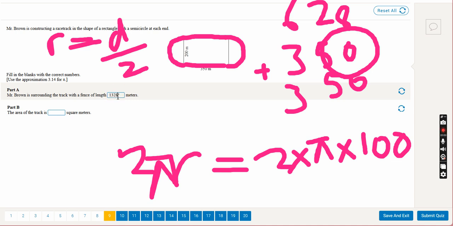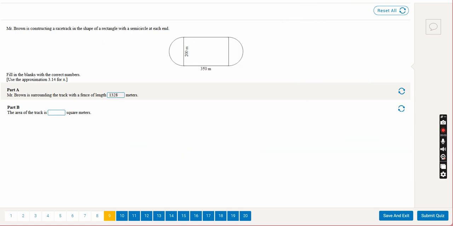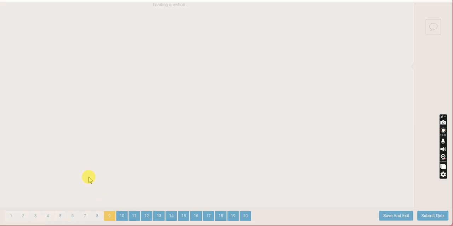Again, keep in mind what the units are. The next one, the area of the track in square meters. So what is the area of the track? Again, this is just the previous one that we did. In the previous, we found the area of the circle and we found the area of the rectangle. Just then we added it together. What was our answer? 101400.